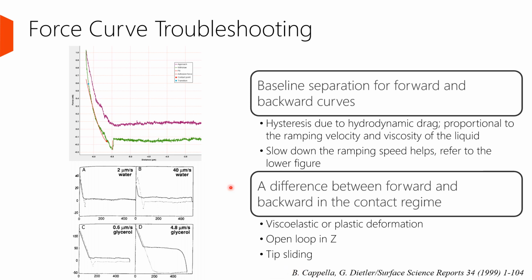One more scenario that can lead to the separation in the contact regime is the tip sliding. For example, if the tip is in contact with a sample whose surface area is not flat, the tip can slide aside the sample and get away from the initial contact point. When the tip is retracted, it's not going to follow the same path. So that causes the difference in the contact regime.